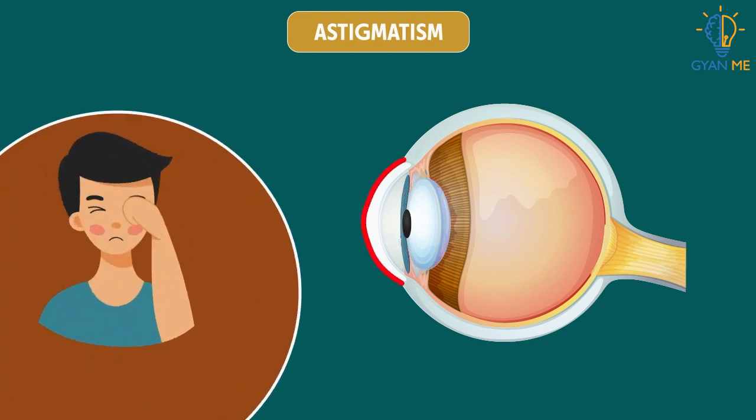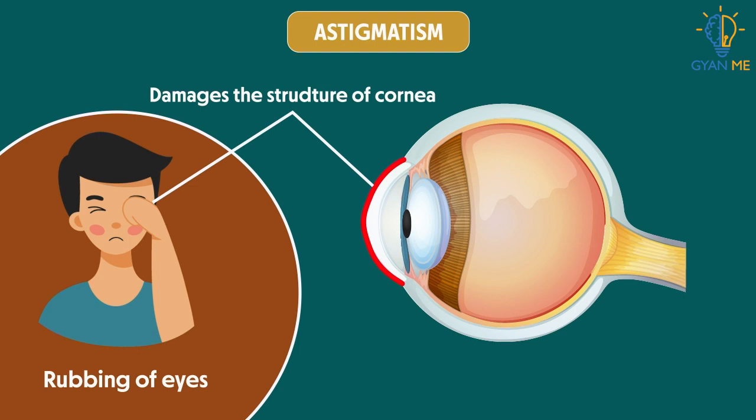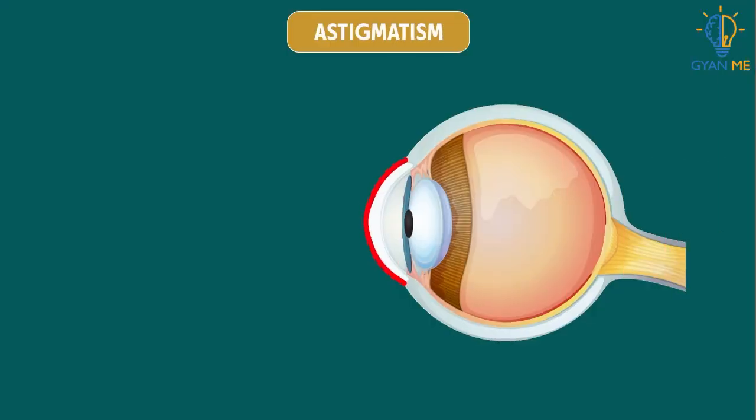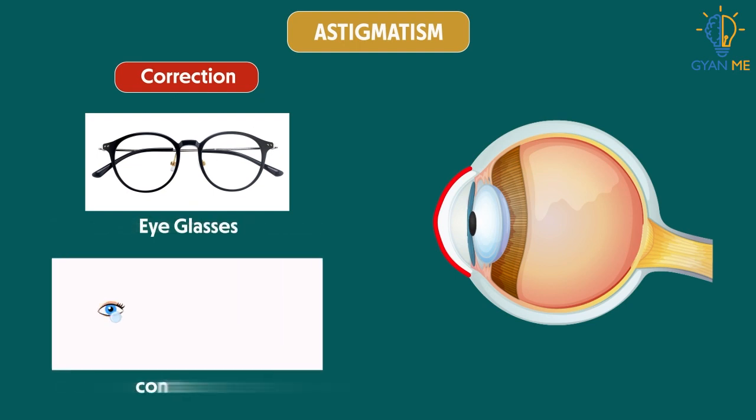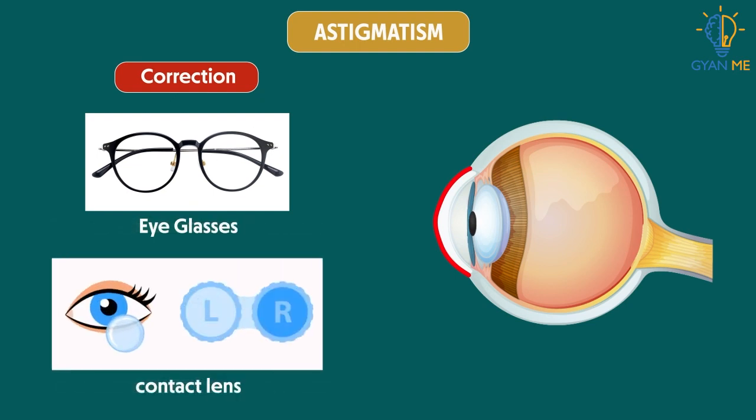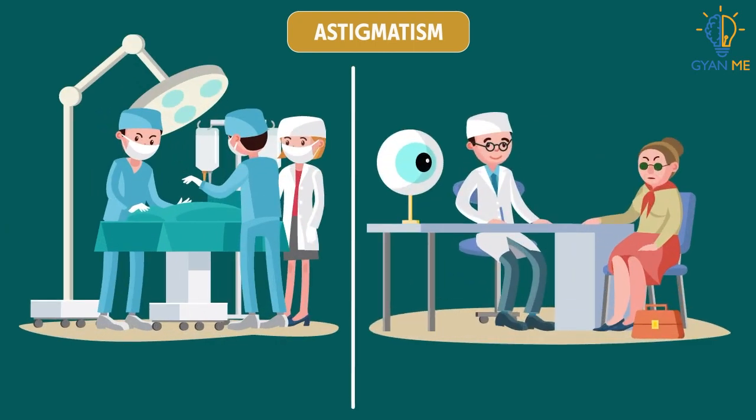One of the reasons for the change in shape of the cornea is rubbing of eyes. Yes, when we rub our eyes, it damages the structure of the cornea because it's the outermost layer of our eye. And also sometimes it damages our lens. That's why we are advised not to rub our eyes often, since it damages the shape. Usually you can correct mild to moderate astigmatism with eyeglasses or contact lenses, just like presbyopia. But in severe cases, we might have to undergo eye surgery.